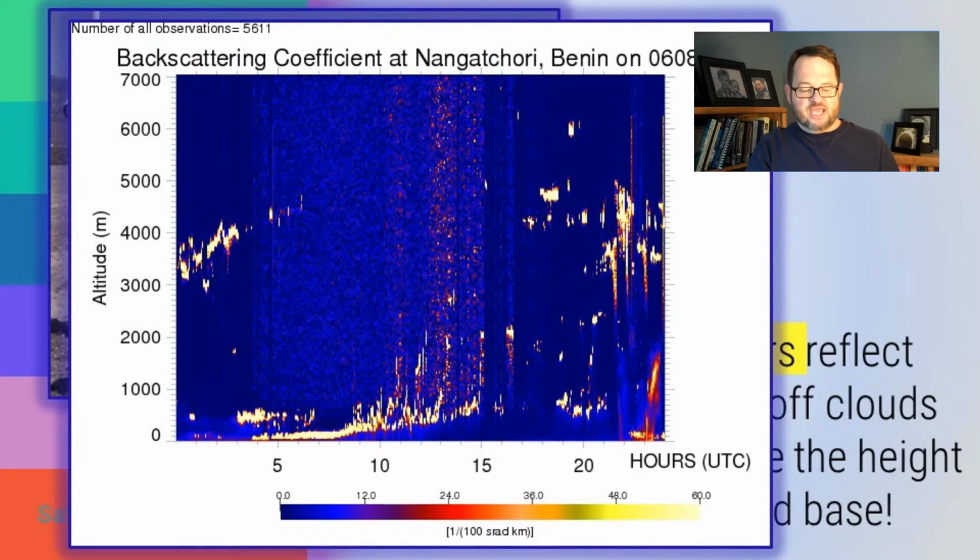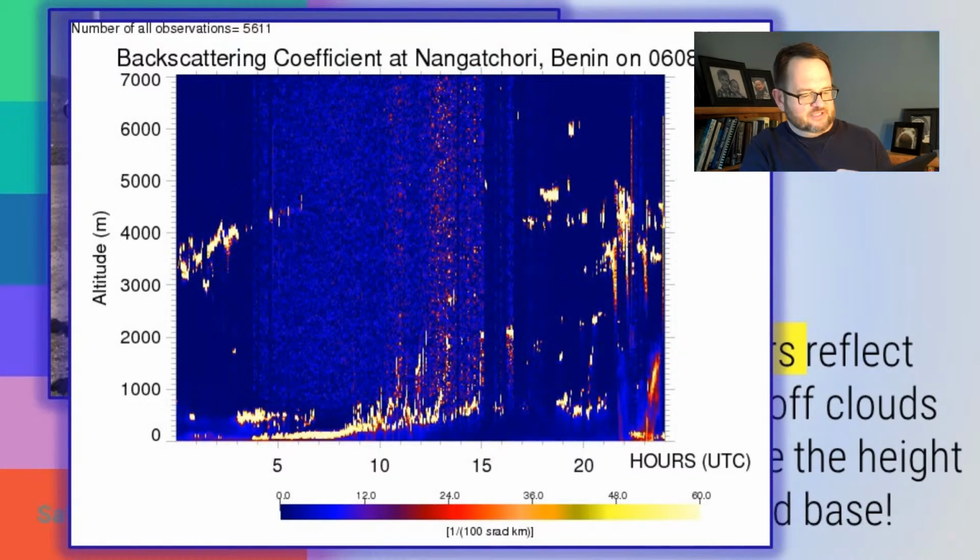Here is, for example, a plot from my research, where this is ceilometer output, with time on the x-axis. That's just hours, so that's one 24-hour period on the x-axis, versus height. As clouds came by the ceilometer, it's just measuring the base of the clouds, the bottom of the clouds. And you can see, starting at about 5 o'clock in the morning, there were these really thick clouds that were extremely close to the surface of the Earth.